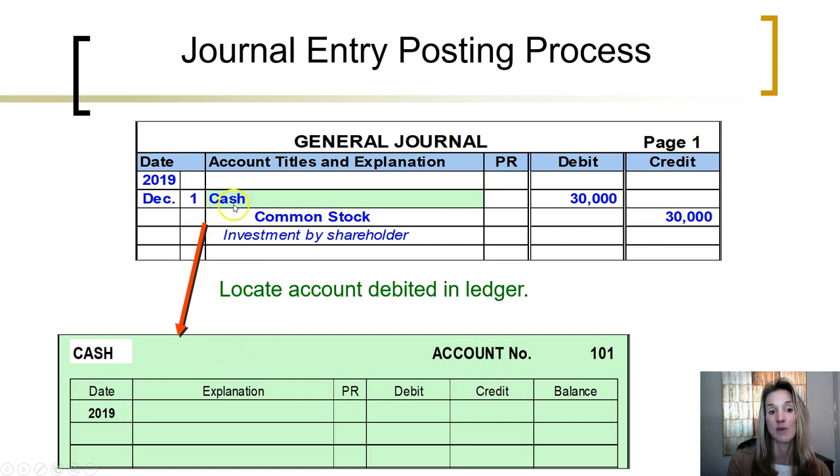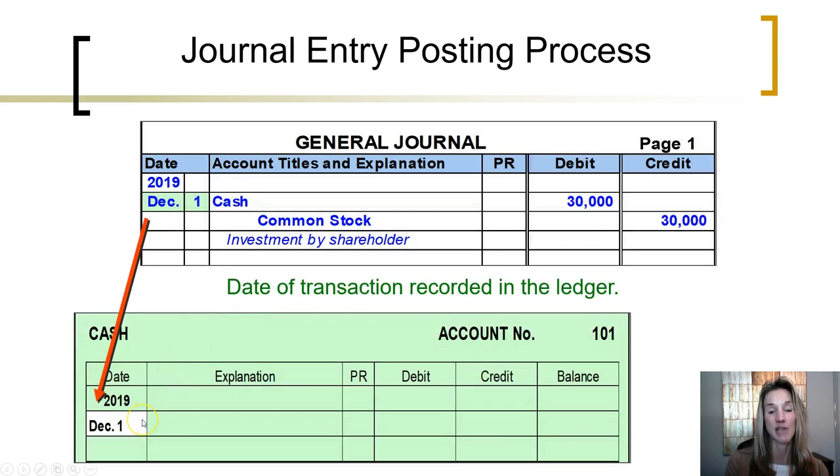Cash. General journal says we need to debit cash for $30,000. So we are going to go to the general ledger and locate the cash account. We pull out that cash file or the cash account, see that it is account number 101. The first thing to do upon locating the account in the ledger is to record the date the transaction occurred. This transaction occurred on December 1st of 2019. So in the cash account, in the general ledger, the date that this entry is being posted is December 1st.